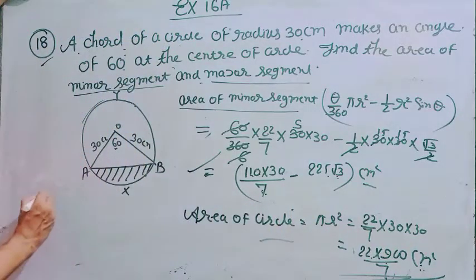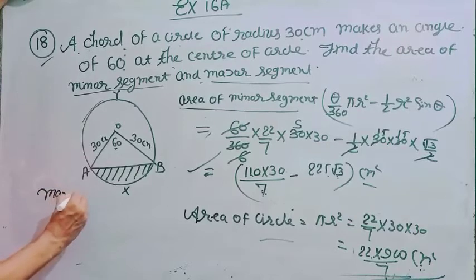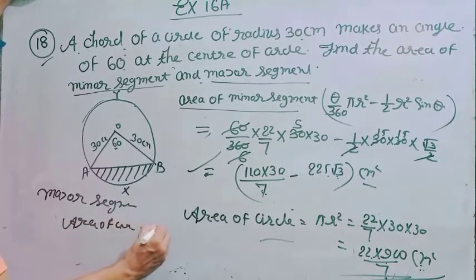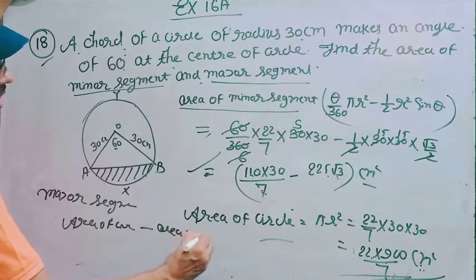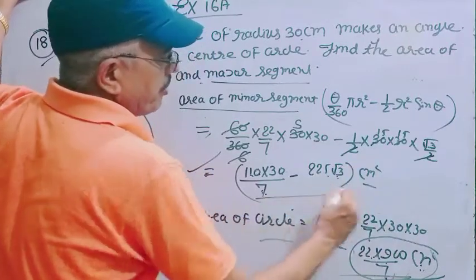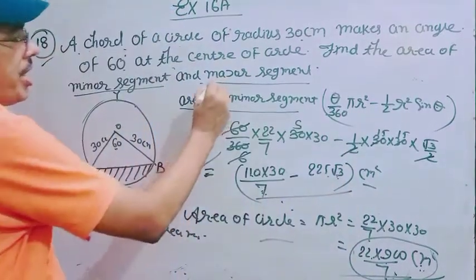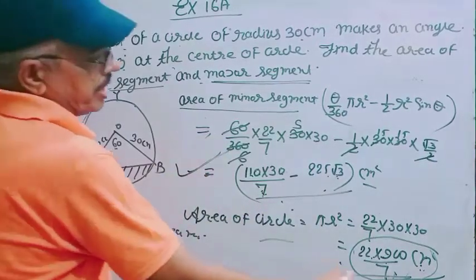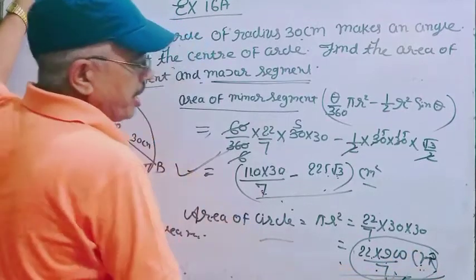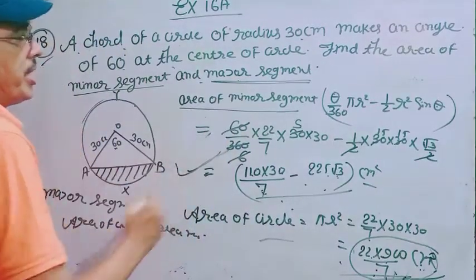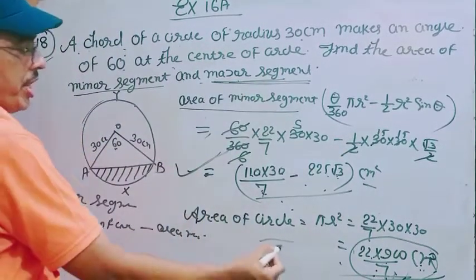After that, what is the major segment? Then you write, major segment is equal to area of circle minus area of minor segment. That means from this number you subtract the other number, then you get the area of the major segment. So first you calculate the minor segment, then you calculate the area of the circle, and then subtract the minor segment from the area of the circle, then you get the major segment. So dear student, you do it.